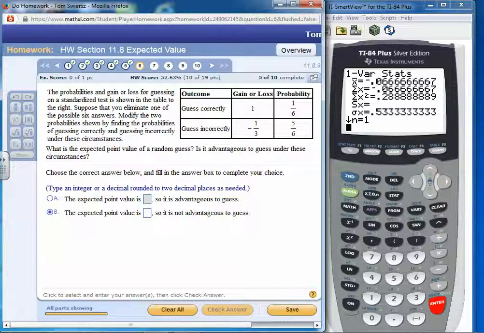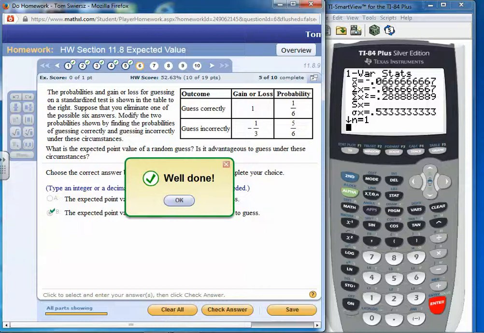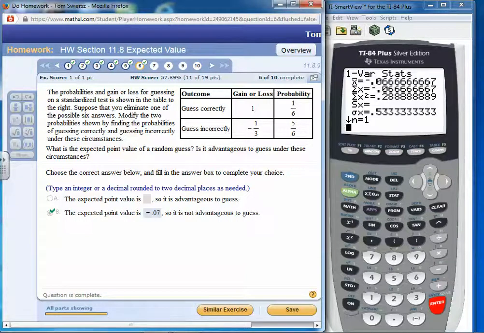Remember, your x bar is your first value, the first value is the expected value. So to the nearest 2 decimal places, it's going to be a negative 0.07. We're going to round off the second decimal 6 to a 7 because the third decimal is a 6. Okay, and there's our correct answer.